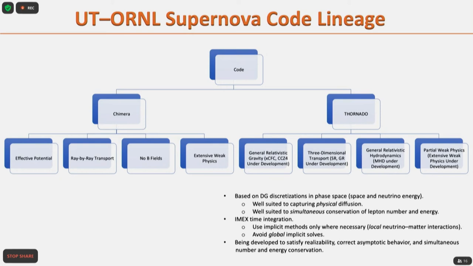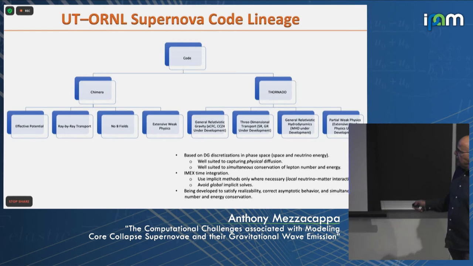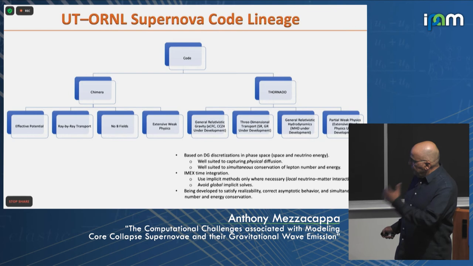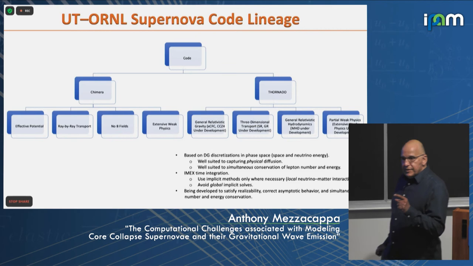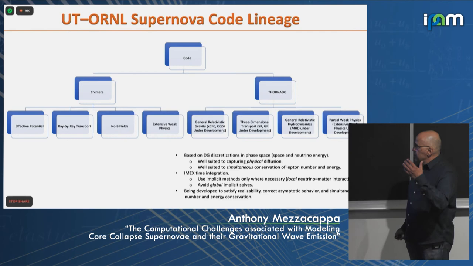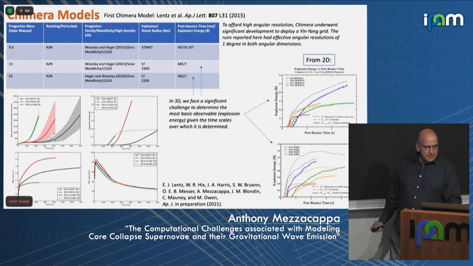This already has general relativistic gravity in the XCFC approximation. CCZ4 is under development. It has general relativistic hydrodynamics in place in the XCFC approximation. MHD is under development. It has partial weak physics. Extensive weak physics, of course, is under development. And it also now has three-dimensional transport that is fully special relativistic and will soon be general relativistic. So within about a year, we hope to be doing full 3D in every aspect, full GR in every aspect, at least with partial weak physics, and then hopefully shortly after that with full weak physics.